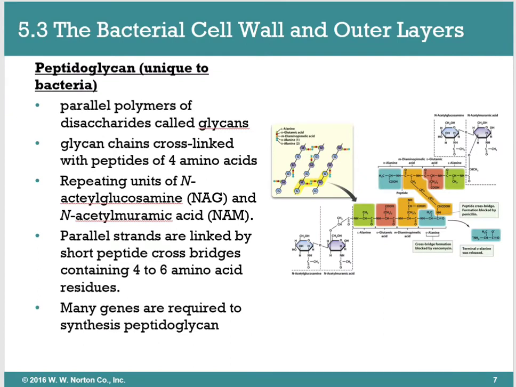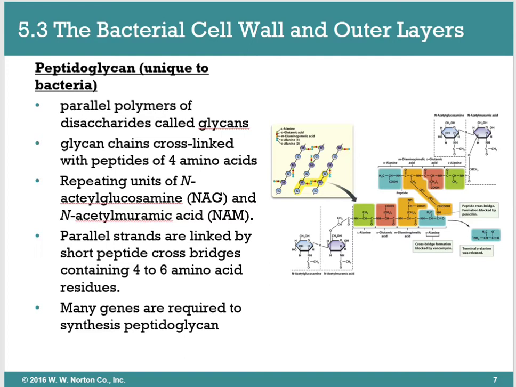So now we're going to go more into detail as to what makes these outer layers of a bacteria. So the biggest thing is peptidoglycan. Peptidoglycan itself is actually very specific to bacteria only. You don't find peptidoglycan in any other cellular structure. You only find it in bacterial structures, and it's very unique.